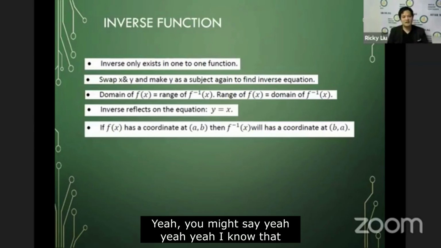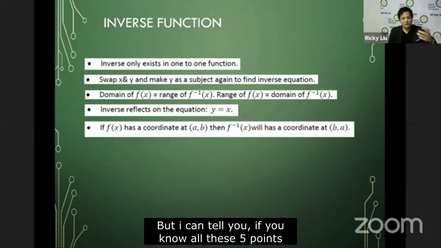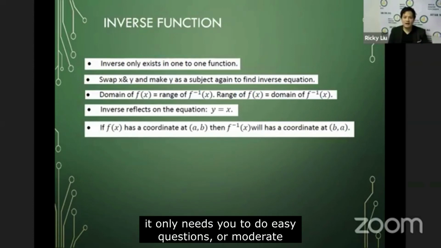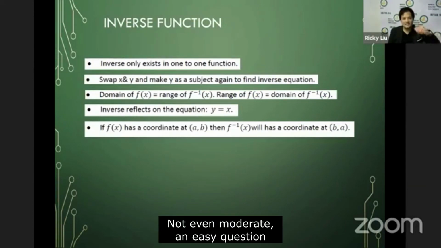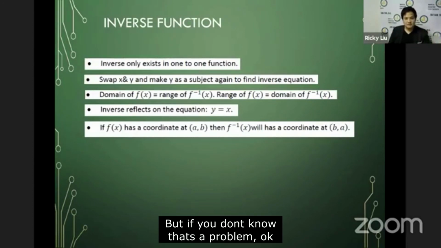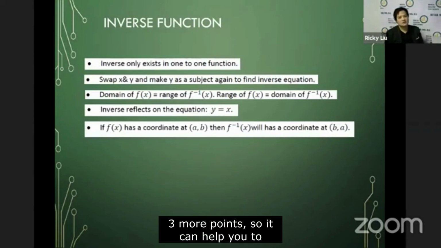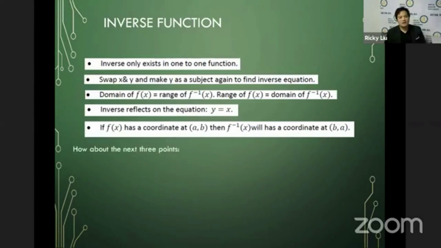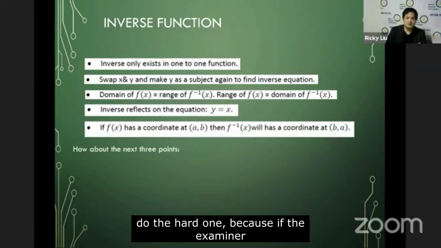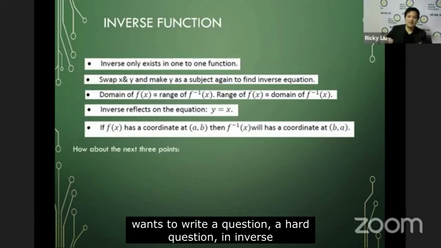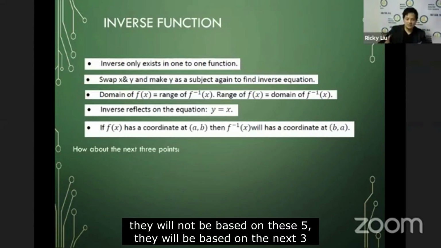You may say, yeah, I know that. But I can tell you, if you know all these 5 points, you can only do an easy question, not even moderate, an easy question, because everyone knows this. But if you don't know, that's the problem. Can you think of 3 more points? 3 more points can help you do the hard one. Because if the examiner wants to write a hard question on inverse, they will not base it on these 5. They will base it on the next 3.